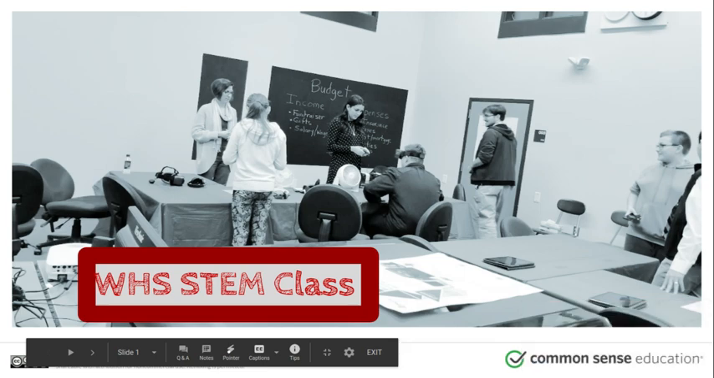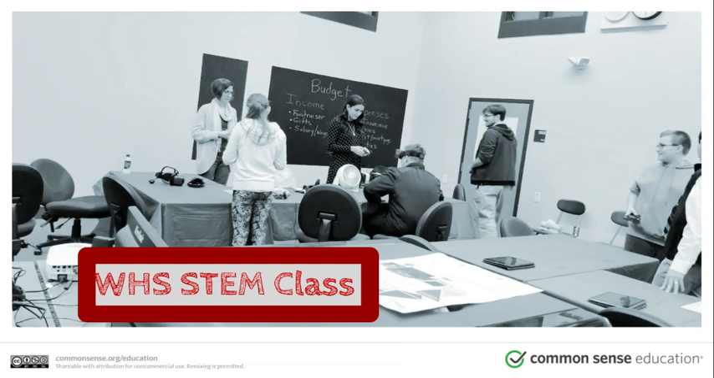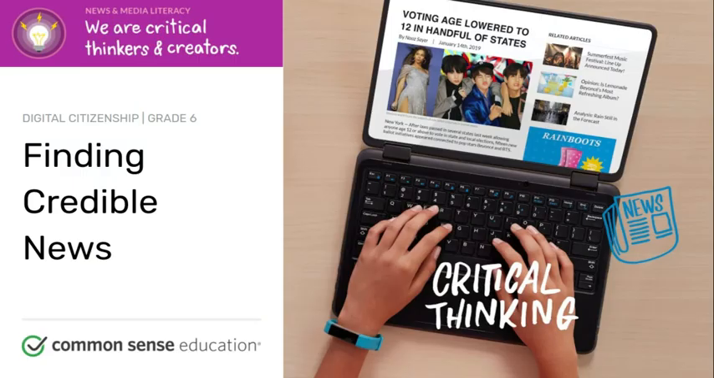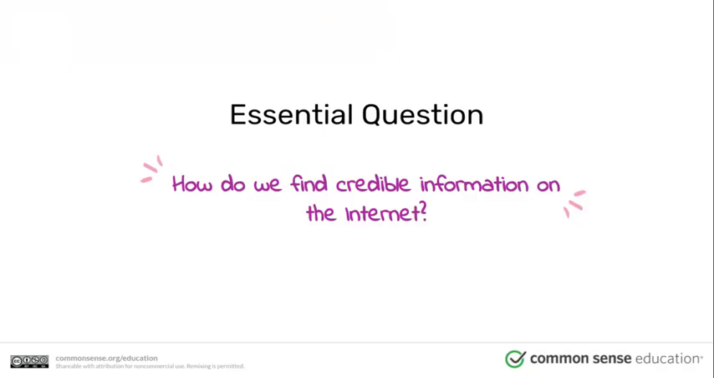Today, we are going to continue with our digital citizenship lessons involving how to find credible news on the internet. Last week we began learning how to find credible news on the internet, and we're going to continue. We're going to start with a review, though. Our essential question is, how do we find credible information on the internet?